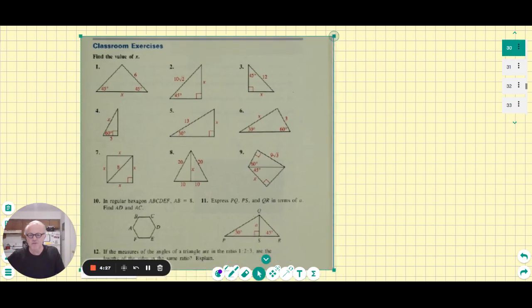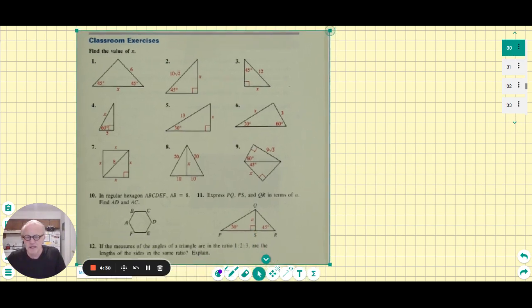Okay, so we've got a few classroom exercises here with 45s. The top 3 are 45, 45, 90s, 4 through 6 are 30, 60, 90. And then 7, 8, and 9 are various types of triangles that you have to know something about to know what their angles are. For example, this is a square. So the diagonal is going to split this into two 45, 45s. If this is an equilateral triangle, which it is, 20 by 20 by 20, then each angle is 60. And so this altitude is going to split it into two 30, 60, 90 triangles.